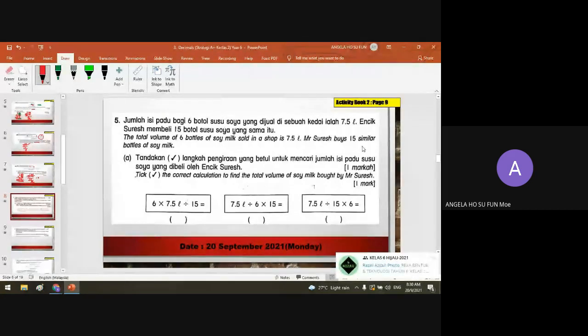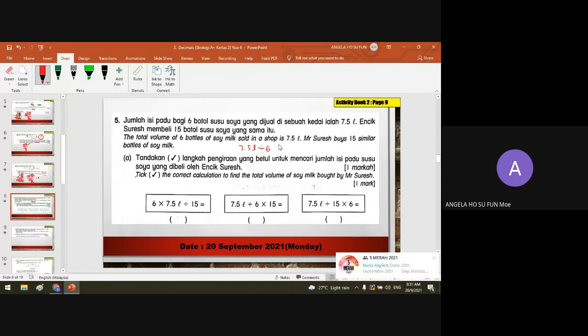Okay, he wants to buy 15, but in the shop there, they sold out 6 bottles containing 7.5 liter. So if you want to buy 15 bottles of soya milk, how much the volume there, then you have to find out 1 bottle. Okay, how to find the volume of soya milk in 1 bottle. So what you can do is you need to use 7.5 liter. This is 6 bottle. If I want to find 1 bottle, I need to divide by 6 to find 1 bottle.